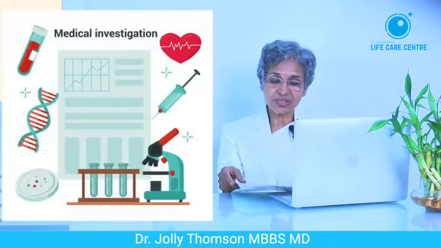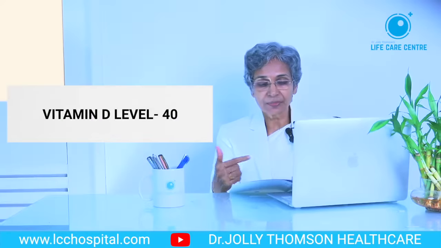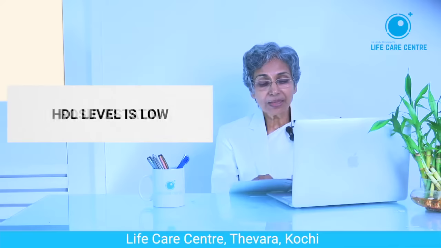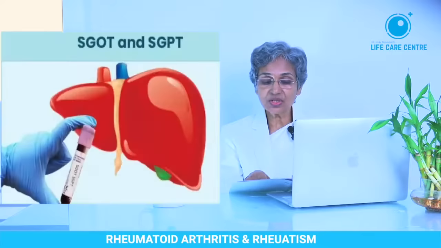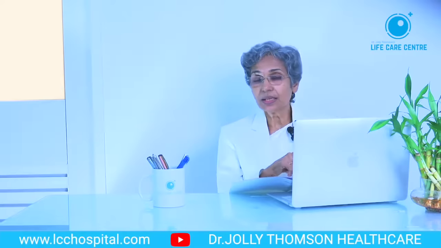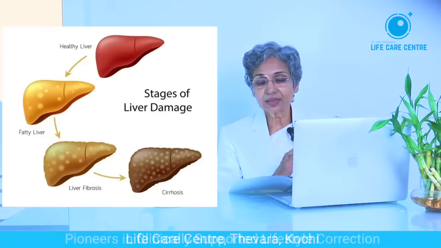When we go into the details of the investigation, he has vitamin D deficiency. Vitamin D is only 14. Even though he is taking rosuvastatin, the HDL level is low. The cholesterol and the triglyceride are okay, but the HDL level is low. The most important thing is that his SGOT and SGPT are very high. SGPT is 940 and SGOT is 577. That means his liver is getting affected. Methotrexate and hydroxychloroquine both can damage the liver.